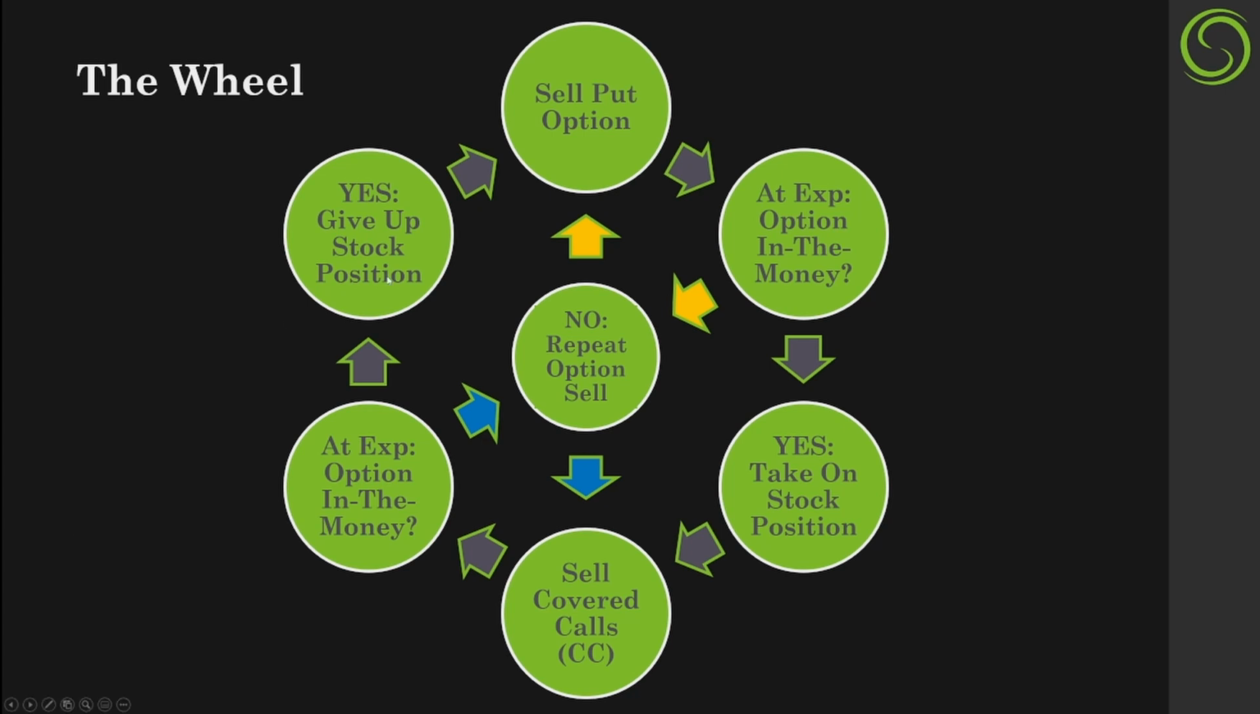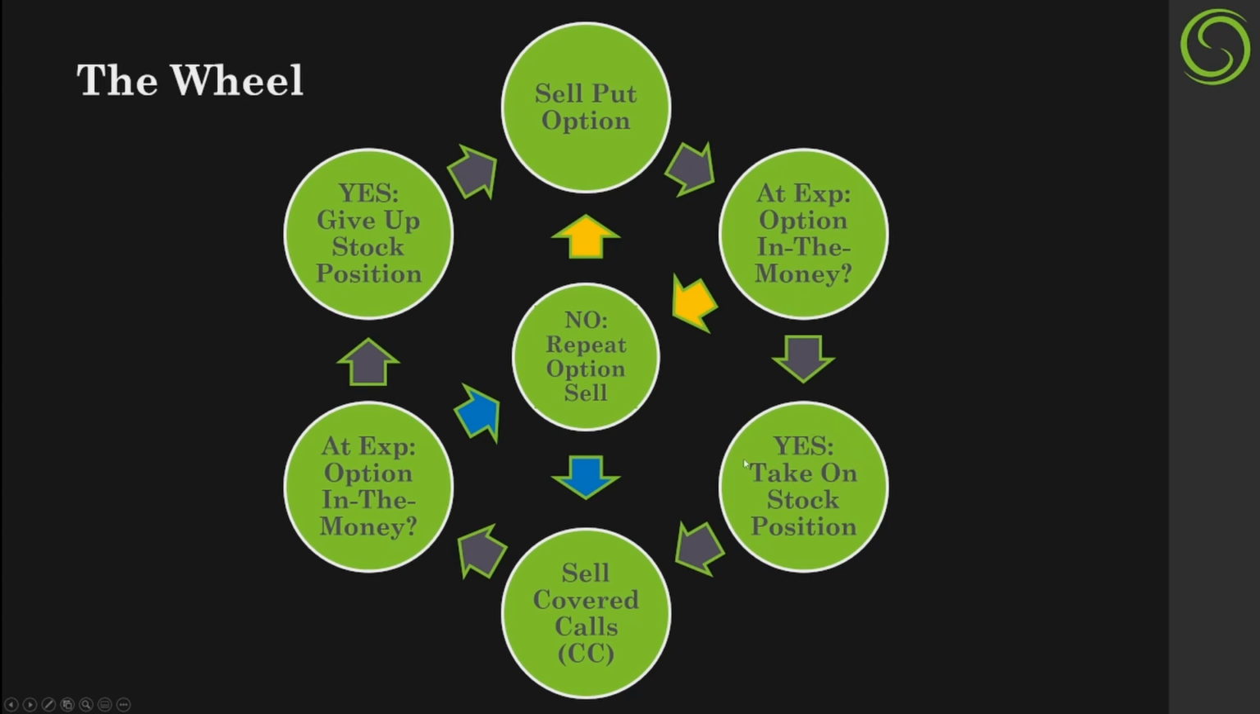Okay, so most of us are going to start out by selling a put option because we're not going to have a stock position. So if you don't have a stock position, you're going to start out by selling a put option. And then once you get to expiration, if the option is not in the money, then you basically just repeat the process. You sell the put option and you do the same thing again. So you keep doing this little shorter wheel until you get to the part where the option actually is in the money.